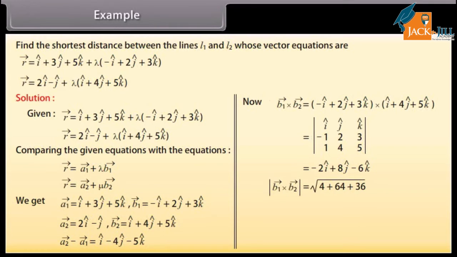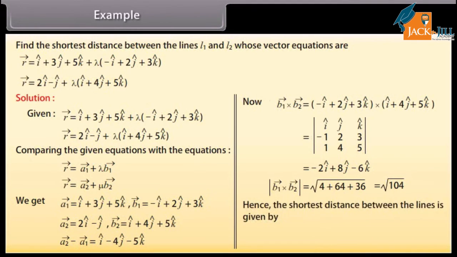Modulus of cross product of vector b1 and vector b2 equals square root of 4 plus 64 plus 36 equals square root of 104. Hence, the shortest distance between the lines is given by modulus of (minus 2 minus 32 plus 30) by square root of 104 equals 4 by square root of 104.